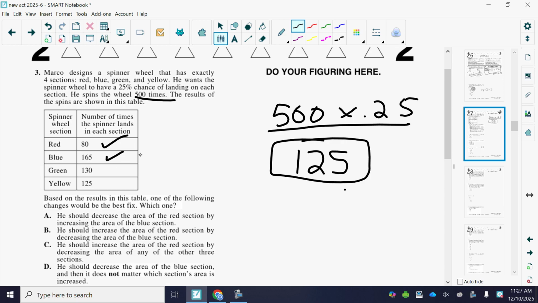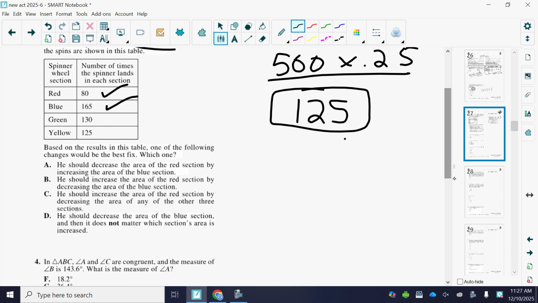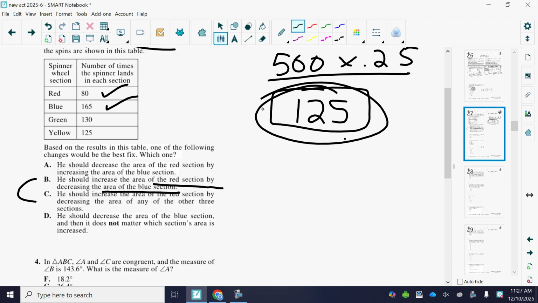And the blue is significantly higher. So how should we adjust that? He should increase the red area, so more red, while decreasing the blue area. That will balance it and make it close to 125. Does that make sense? Okay.